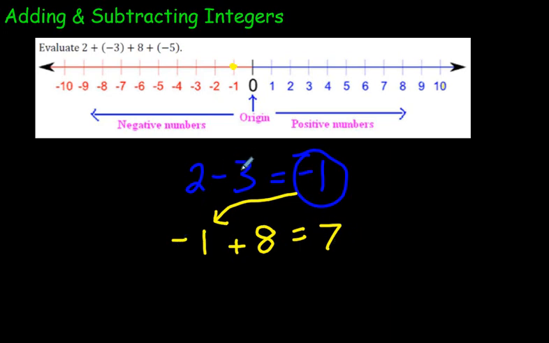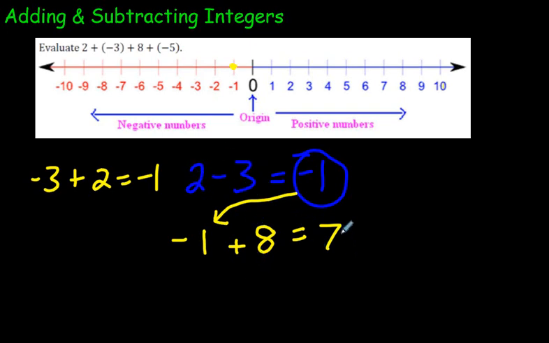Just like up here, if you did this in the opposite order, you would get negative 3 plus 2. That would still be negative 1. If you're down here at negative 3 and you move up 2, 1, 2, you end up at negative 1. So I just wanted to show you that you can do these in either order.